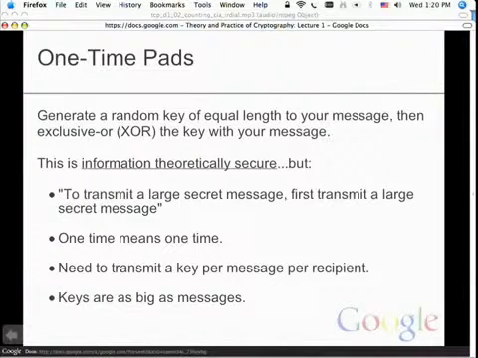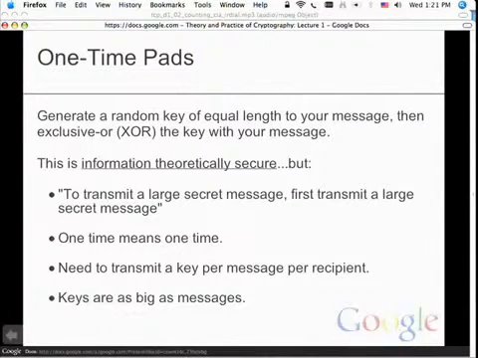In binary, this would be an XOR, but on the exercise, this is going to be adding letters together. The idea here is that if your key is actually random and has been shared securely, this is called information-theoretically secure. So there's no computation that could break this.